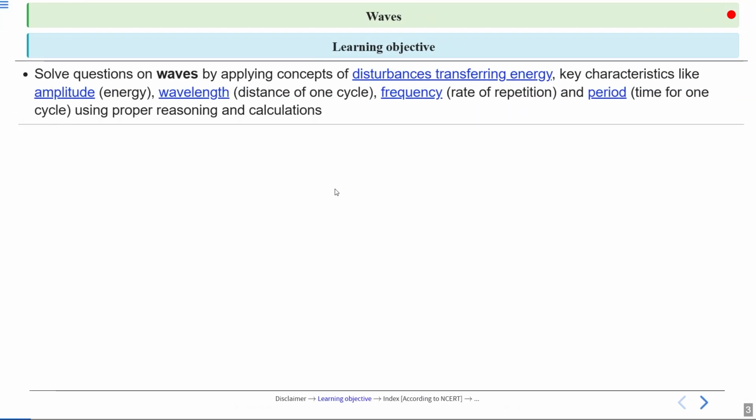Learning objective. After this lecture, you can easily solve problems based on key characteristics like amplitude, energy, wavelength, frequency and period using proper reasoning and calculations.